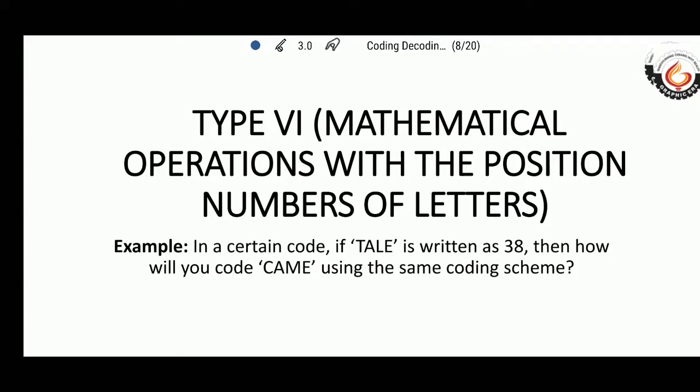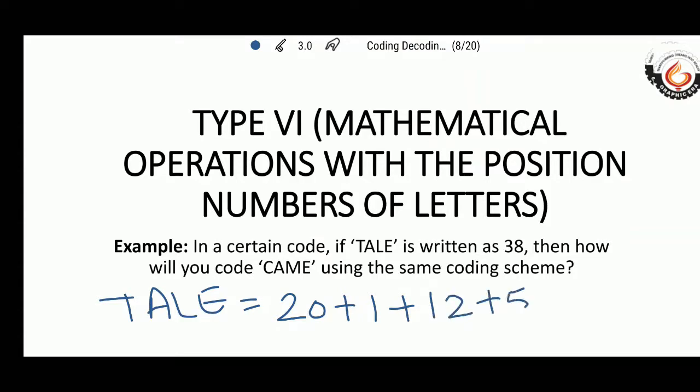So in this case, for the word TALE, T is the 20th letter in the alphabet. Then A is the first one. Then L is the 12th one, I guess, and E is the 5th one. The sum of all these comes out to be 38.